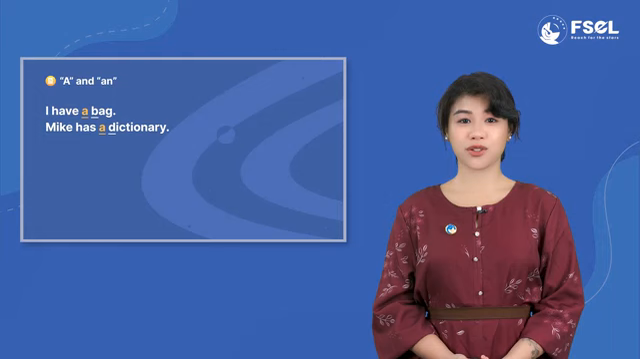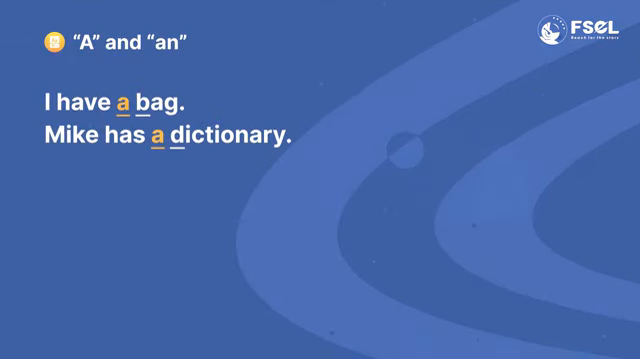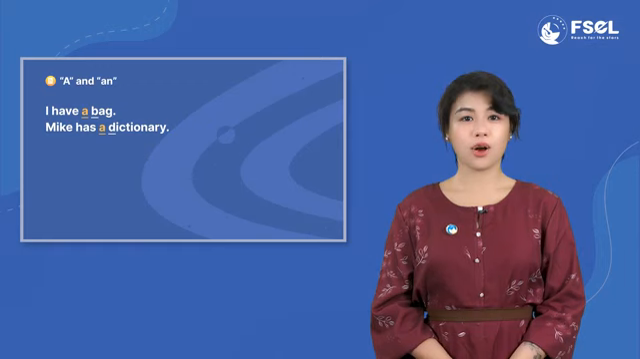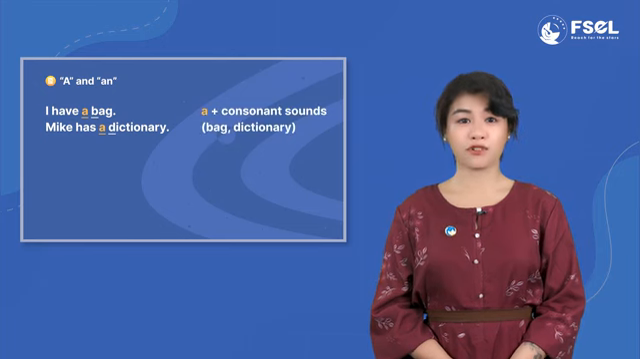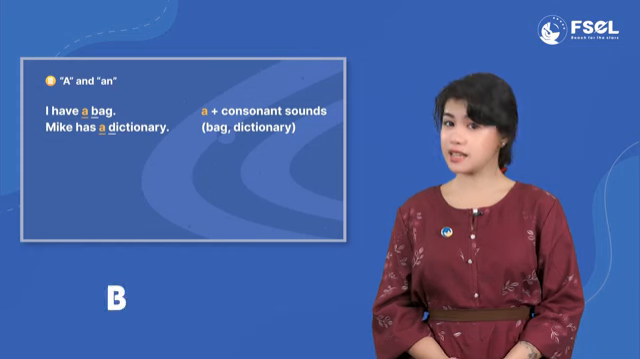The missing words were a or an. Look at these two sentences again. I have a bag. A bag. Mike has a dictionary. A dictionary. We use a before words that start with consonant sounds, like B and D.